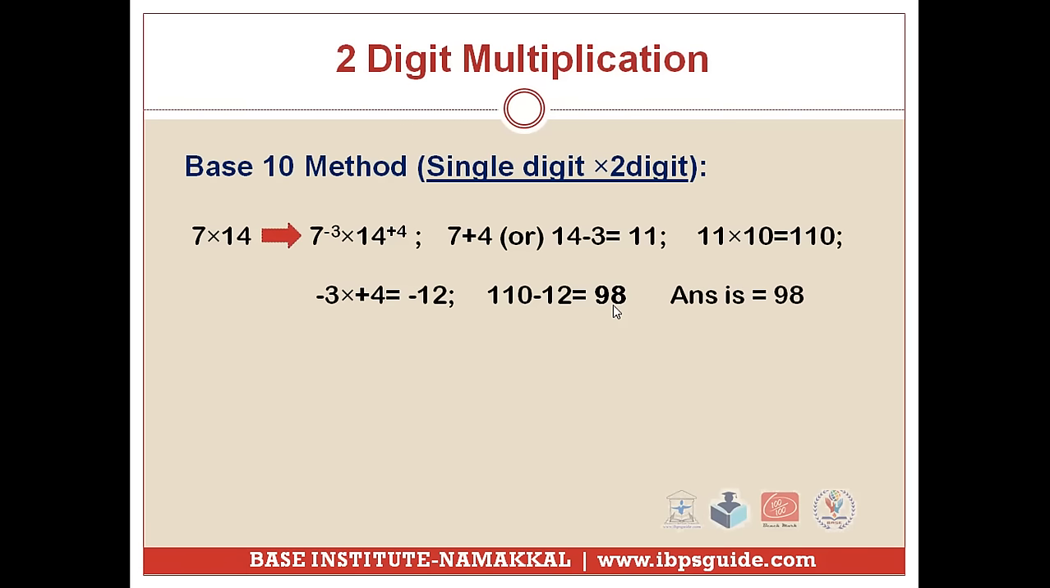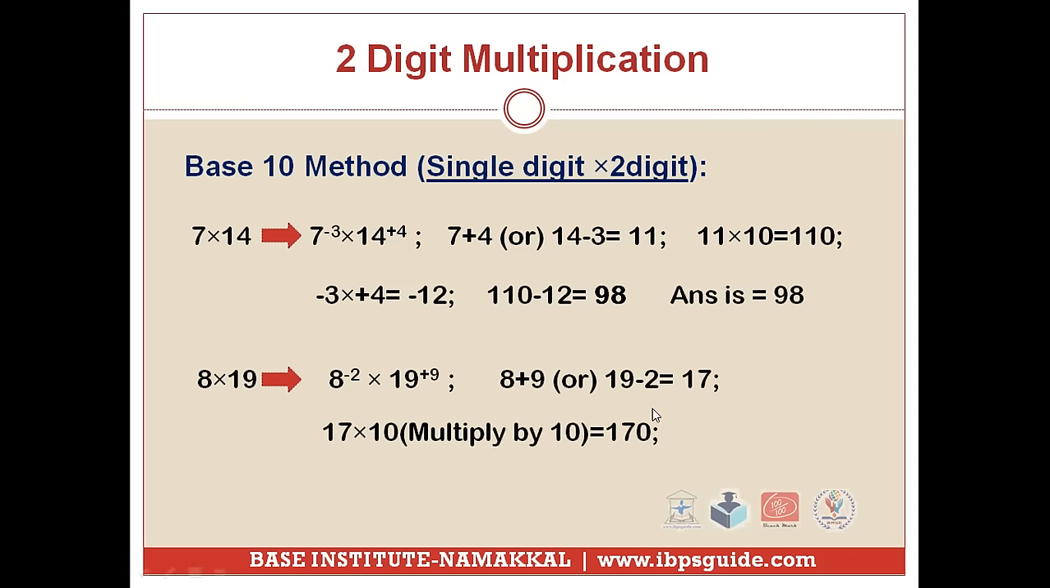Guys, for getting a clear understanding of this method, shall we move on to the next example? The multiplication of 8 with 19. For 8, minus 2 is the superscript. For 19, plus 9 is the superscript. In the next step, we are going to add 8 with the 19's superscript plus 9, or we are going to subtract 2 from 19, that is the 8's superscript minus 2, so that we can get 17. In the next step, we are going to multiply 10 with 17, so that we can get the resultant number 170. And then we have to multiply the superscript values, that is minus 2 and plus 9, so that we can get minus 18. And then finally we have to subtract 18 from 170, so that we can get the answer 152.